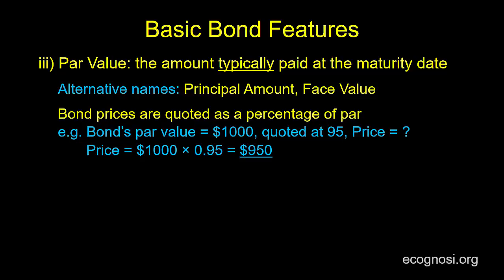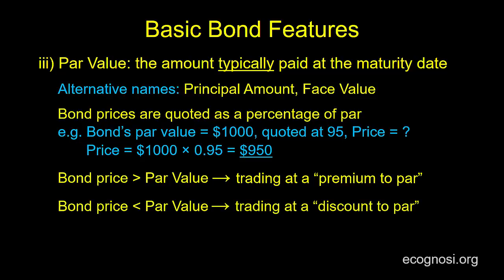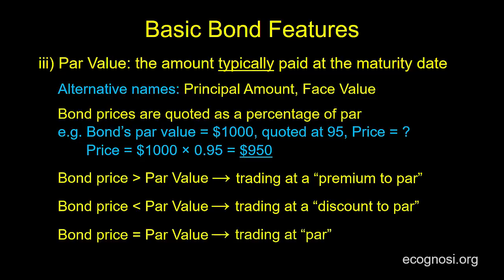To introduce some more terminology, a bond that is trading at a price above its par value is said to be trading at a premium to par or simply trading at a premium. A bond trading at a price below its par value is said to be trading at a discount to par or simply trading at a discount. And finally, a bond trading at exactly its par value is unsurprisingly said to be trading at par.